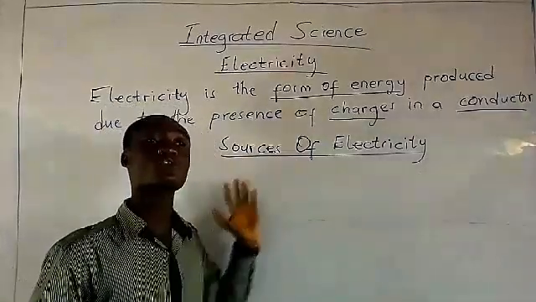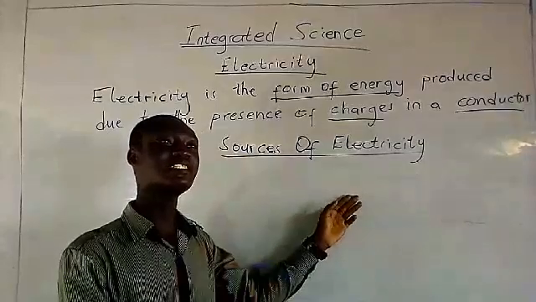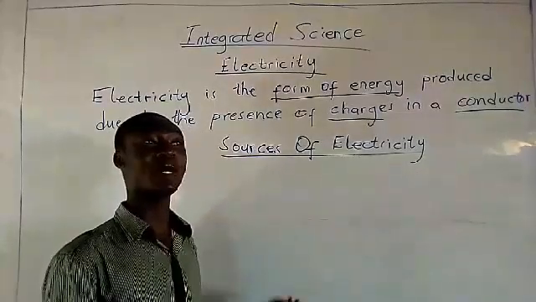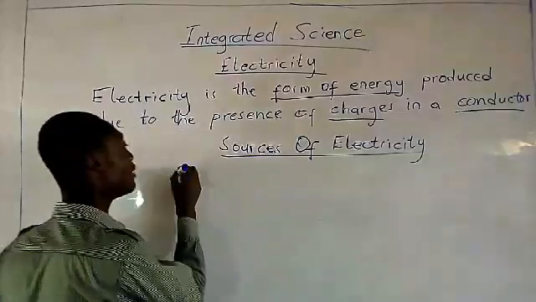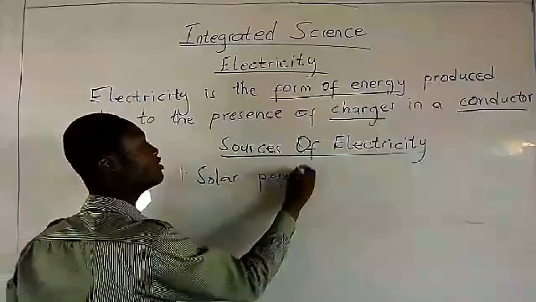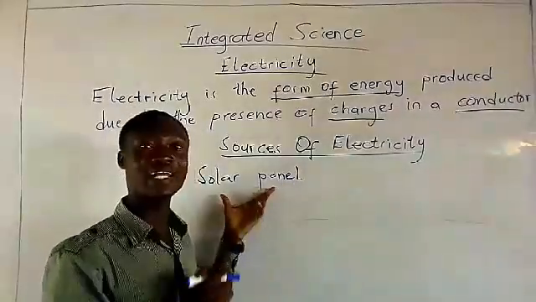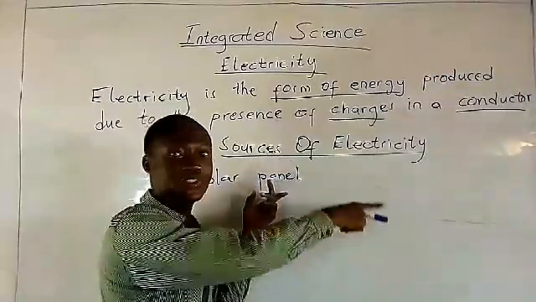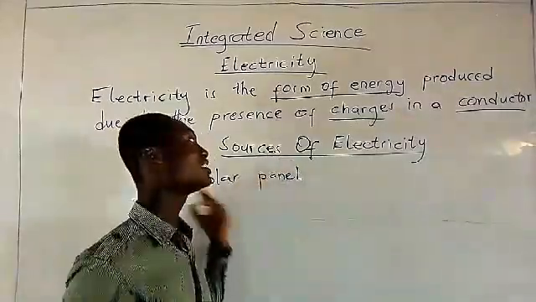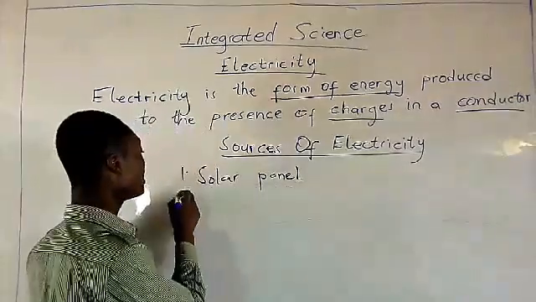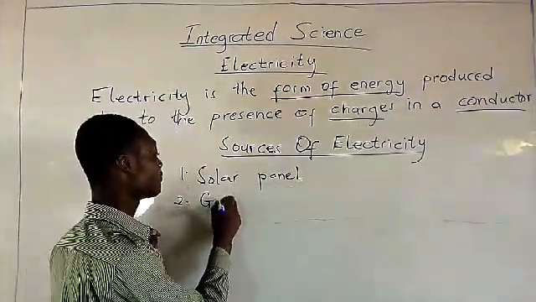So first of all, we can talk of converting what we call solar energy. That's the energy that we get from the sun into electrical energy. Okay, and that is by the use of a certain device called solar panel. So we can use a solar panel to convert energy from the sun to electricity. So the source of electricity here is from where? The solar panel.